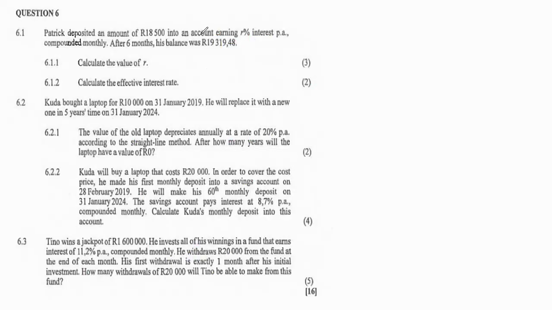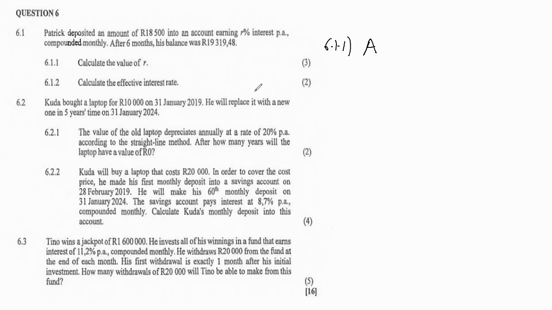Okay, so we have question 6 on financial maths. It says in 6.1, Patrick deposited an amount of 18,500 into a savings account earning R% interest per annum compounded monthly. After 6 months, his balance was 19,319.48. Now in 6.1.1, they say calculate the value of R, right? So now we're going to say 6.1.1.